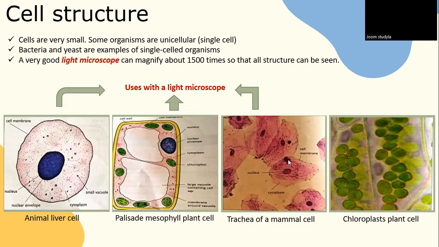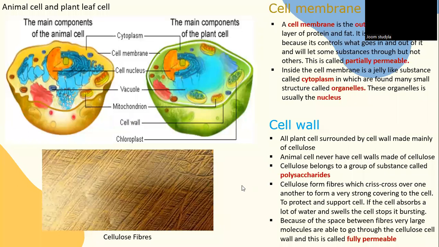This diagram shows a snapshot of a mammal cell, where you can see the cell membrane, nucleus, cytoplasm, and so forth. And also these are the chloroplasts in plant cells. This is the diagram of an animal cell and a plant leaf cell.